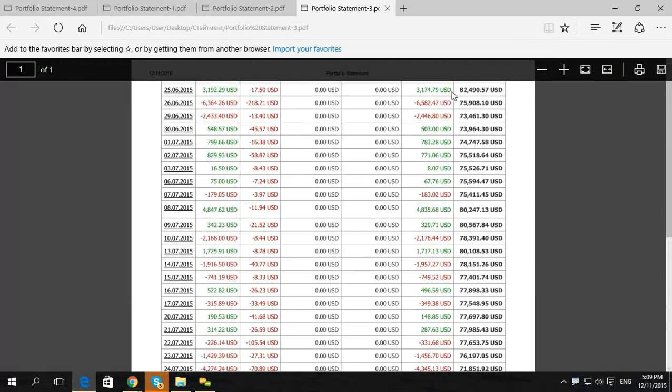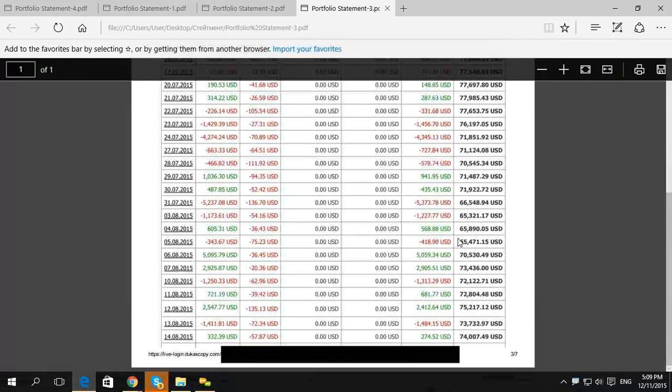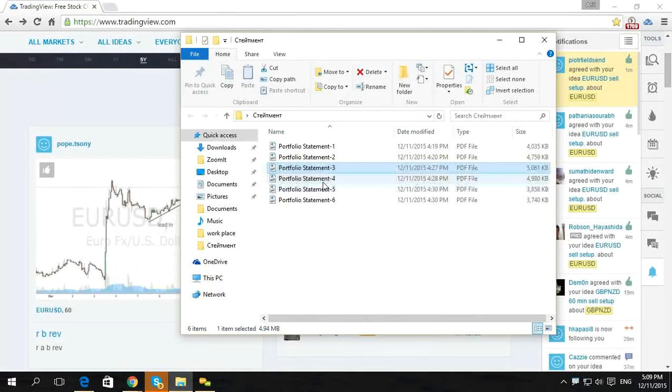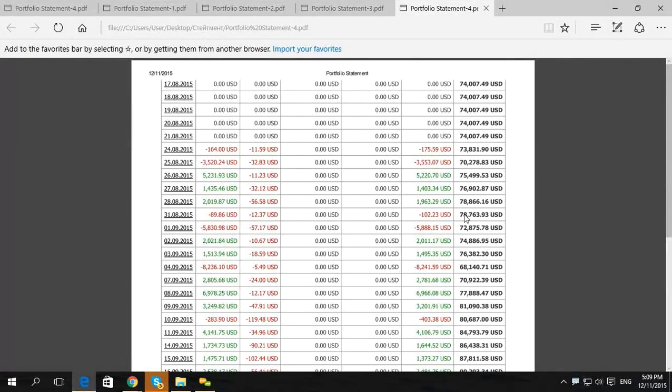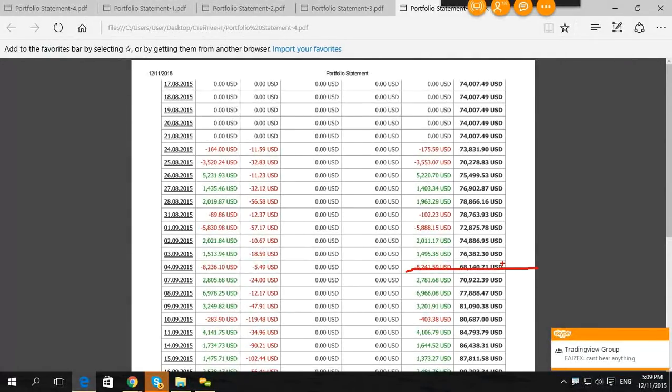I'll show you that. It just kept crawling down all the way, with some wins and losses in between, but most of them were beatings and losses. And it went back all the way to 68. This was the lowest it has ever been. 68,000. That was the lowest point drawdown after the 112,000. So up to 112,000 and then some serious losses to this.